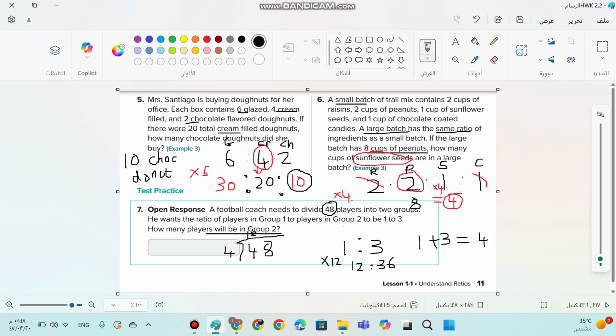How many in group 2? Okay, remember, this is group 1, this is group 2. So group 2, I will need 36. So the answer is 36. Easy, because it's the same ratio. You just multiplied by 12. That's it.